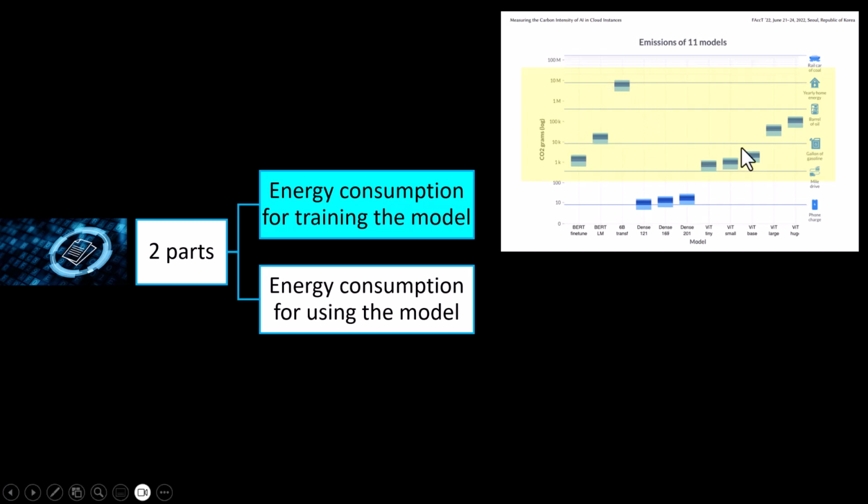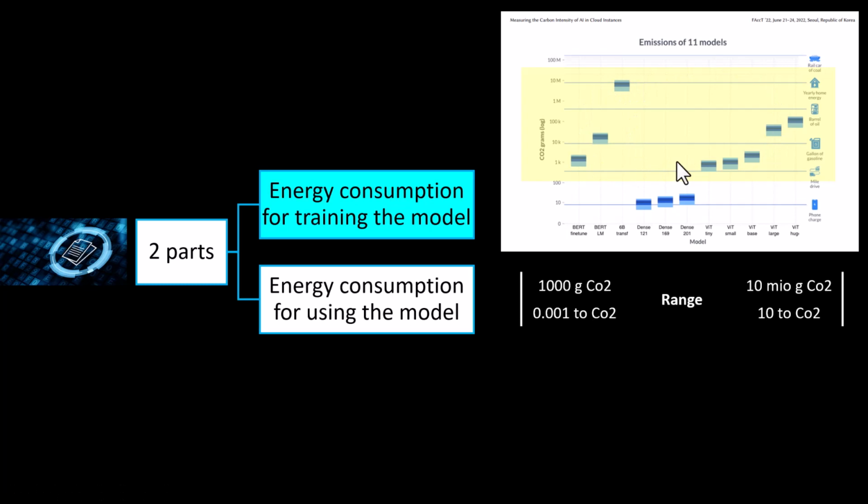So if I just focus on the models that are in the highlighted yellow section, then I come up with a range of 1000 grams of CO2 emissions. So here is the 1K, 1000, and this is grams, to around 10 million grams of CO2 emissions. And it's a logarithmic scale here. So in other words, there's a big range of CO2 emissions depending on the model, depending on the area, depending on the configuration of the model.